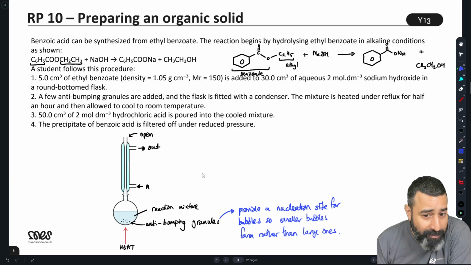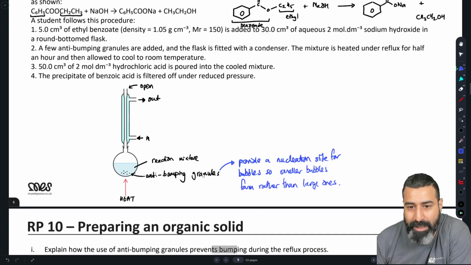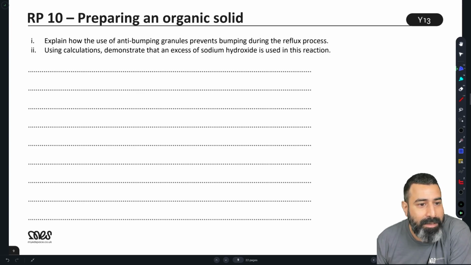Okay, so that's the whole point of reflux. So a bit of a background. Now let's have a look at the question. So we've got to explain the use of anti-bumping granules, which we've done. I'm not going to go through that again. You can just see it from the previous slide.